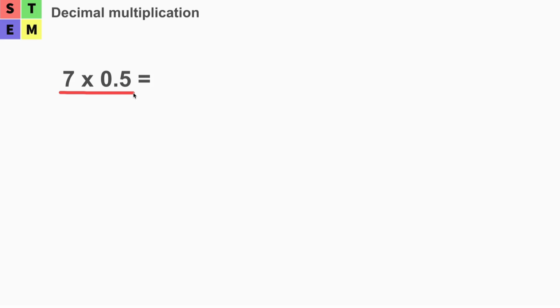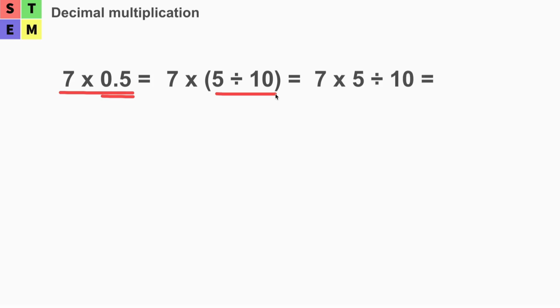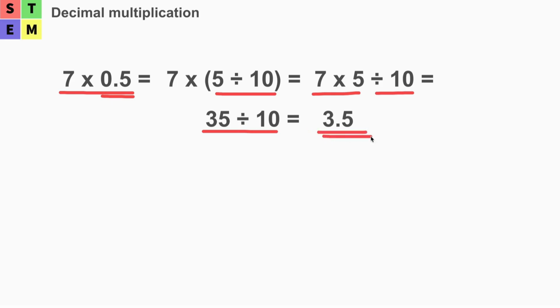The first step is we are going to turn 0.5 into 5 divided by 10. Now, in this case, we can calculate 7 times 5 first, and then use the result to divide by 10. So we have here 35 divided by 10, which equals 3.5. That's the final result. But let's take a look.